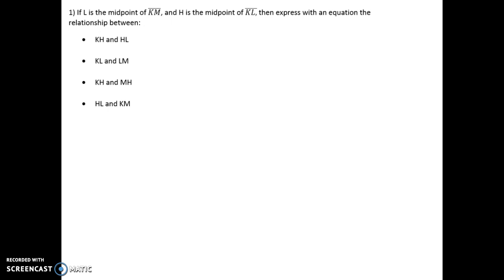Let's go ahead and draw this line that number 1 is talking about. It says L is the midpoint of KM. So right off the bat, we should know that we need to draw a line KM and make L the midpoint. So two endpoints named K and M, and in the middle goes L. But then it also tells us that H is the midpoint of KL. So we have H right there.